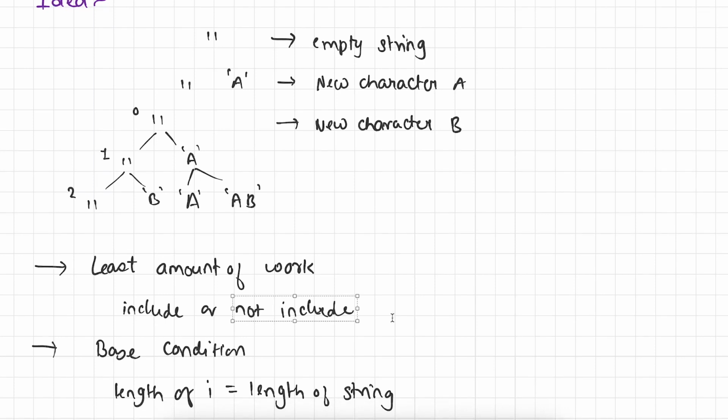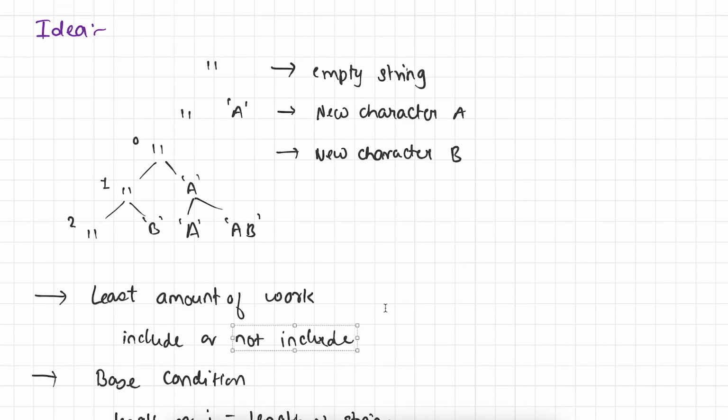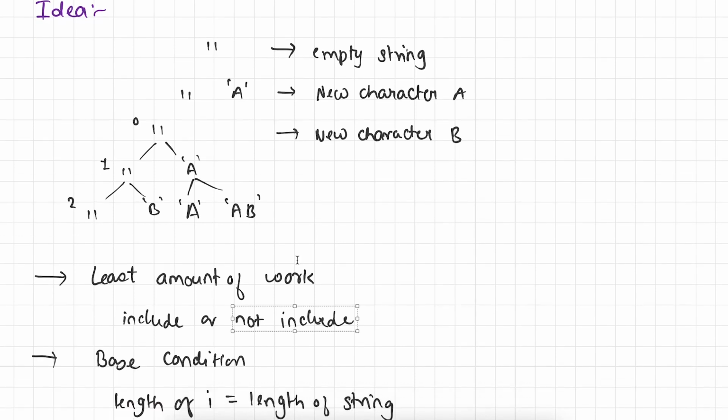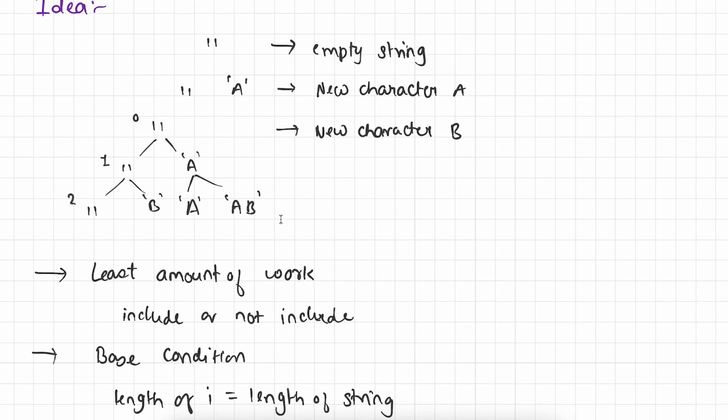Now talking about the base condition. What is the base condition at which the recursion should stop? You can see that this is level 0, this is level 1, and this is level 2. And the number of characters is also 2. So we can say that when the value of level becomes the count of characters, it is the right time to stop the recursion.